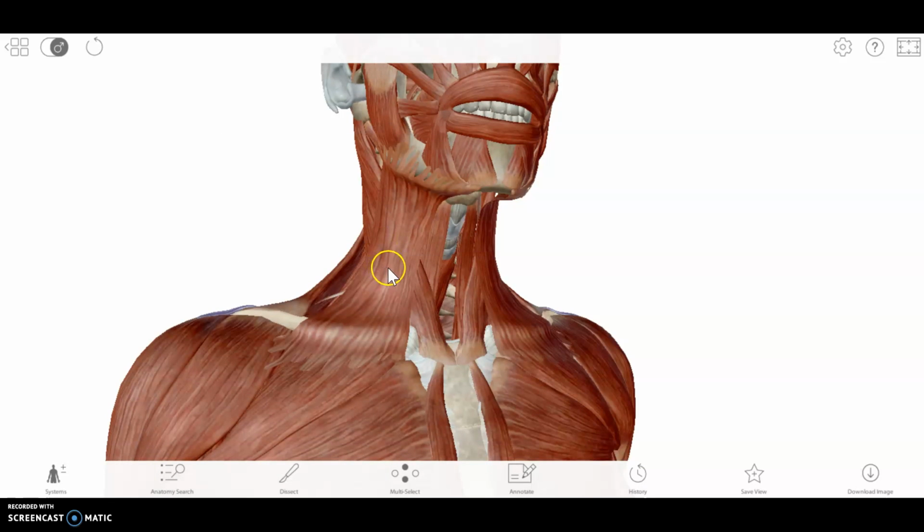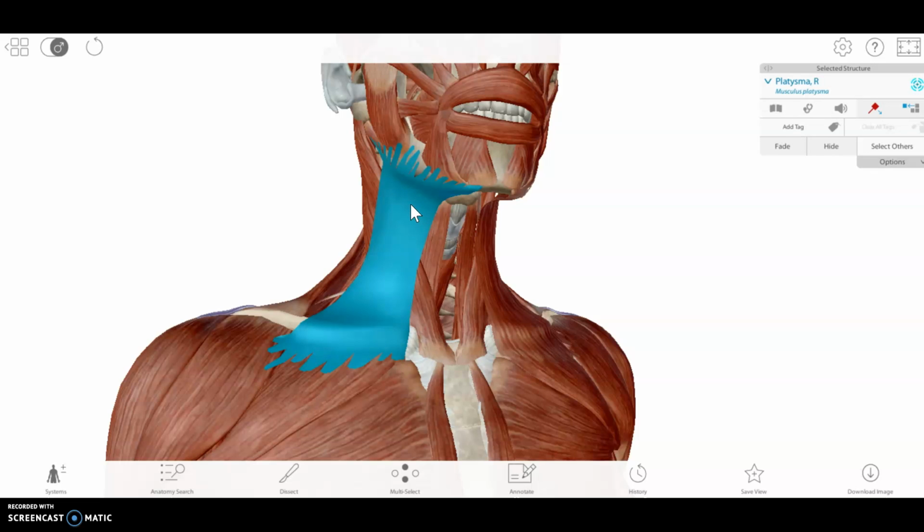You have your platysma muscle. Okay, right here. If you kind of tighten your neck up, or if you tense up like you're really angry and clench your jaw, you can kind of feel that muscle right there. It can help pull your mouth down and make the skin of your neck tense.